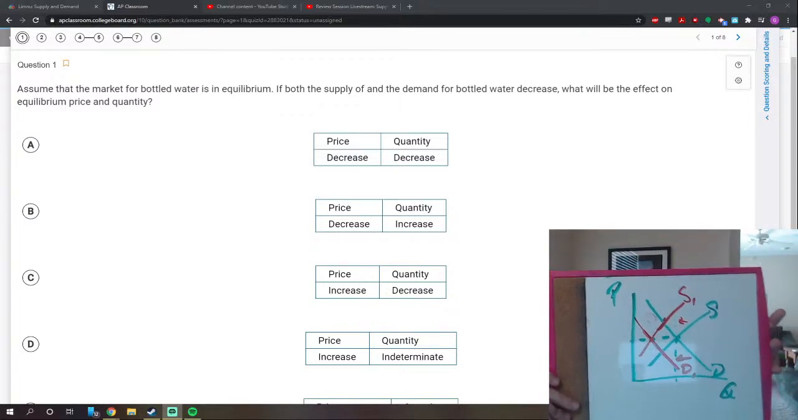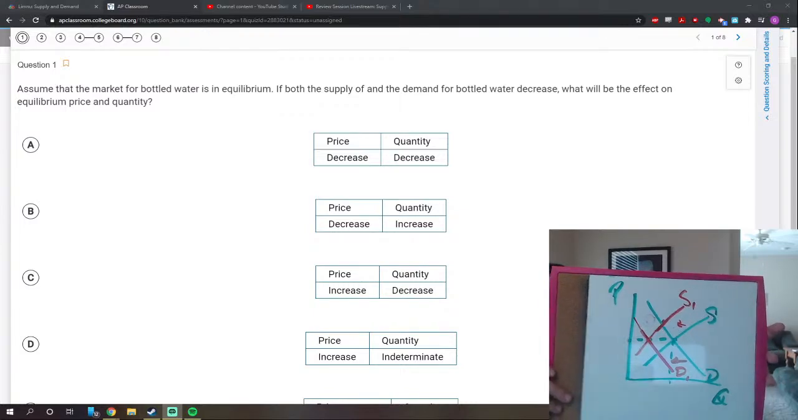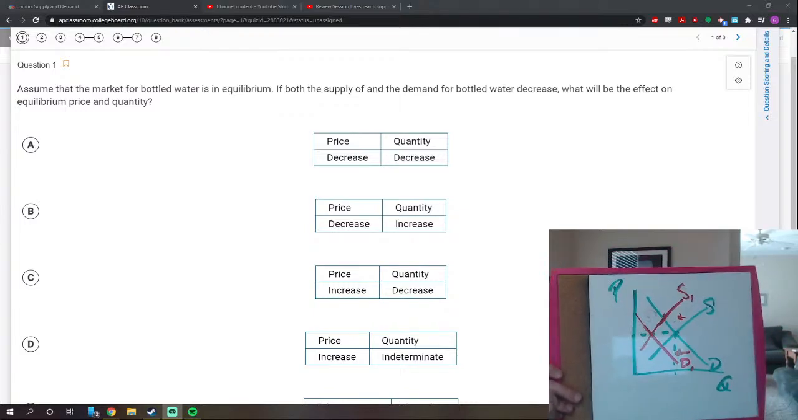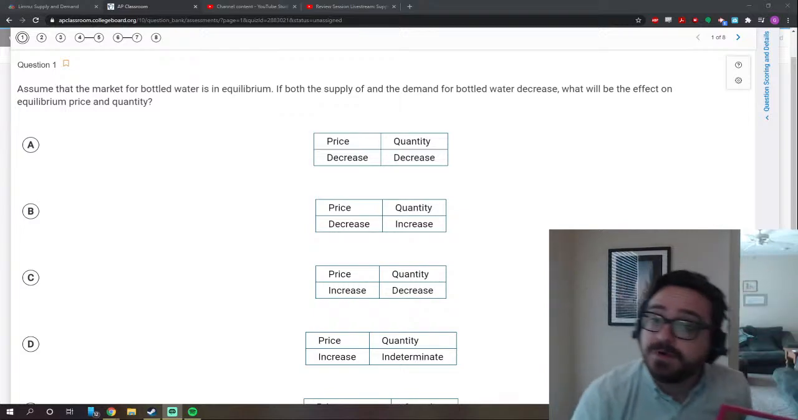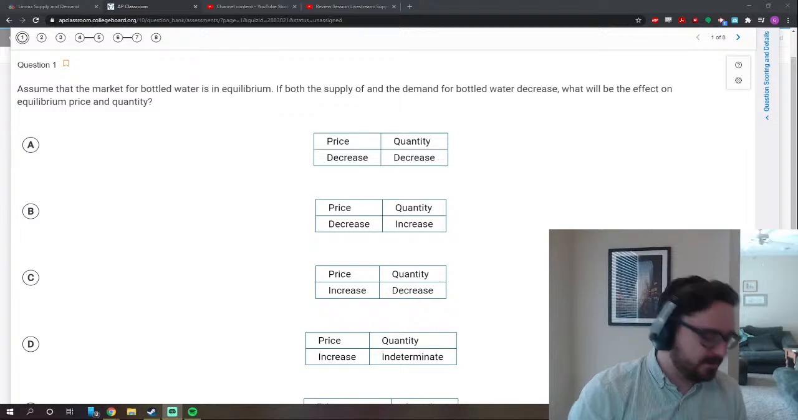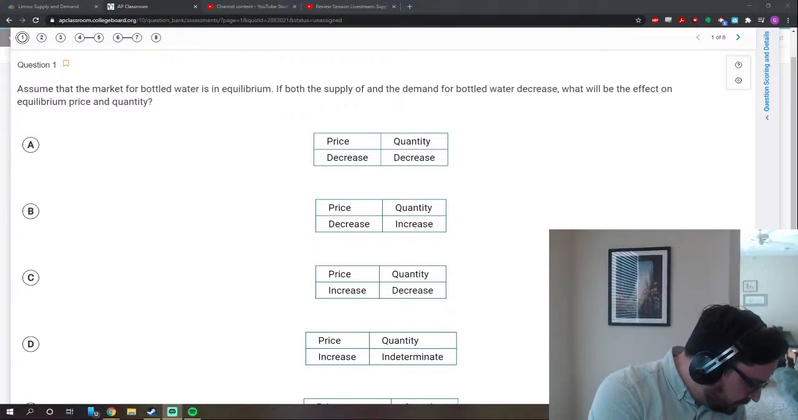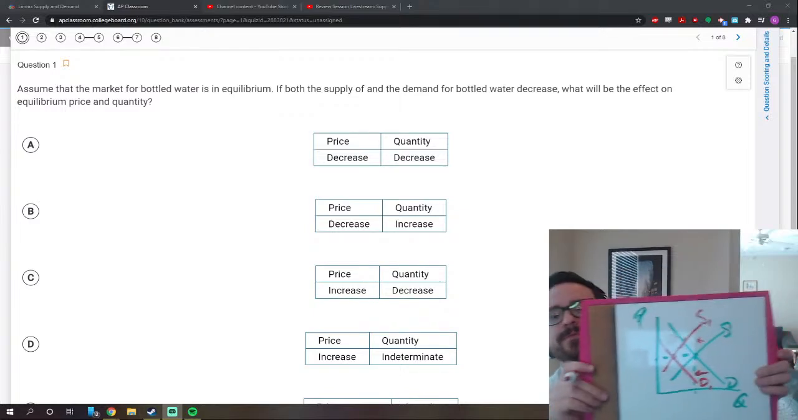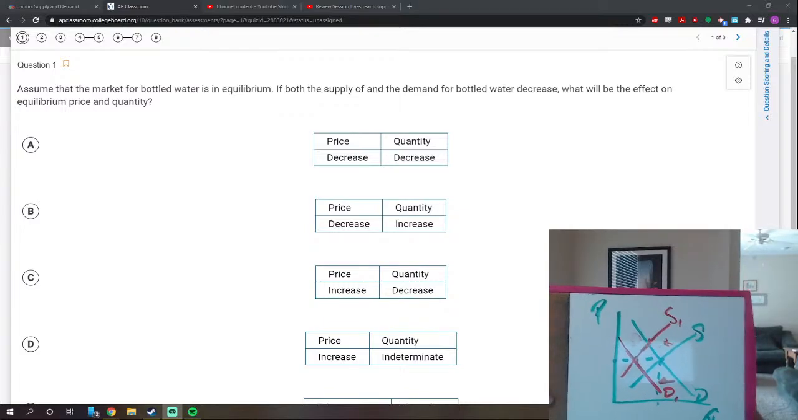Where supply is shifted left and demand is shifted left, and again left is decrease, right is increase. Do not think about it as up and down, you will mess it up. Left and right, that's all we're talking about. So supply and demand both decrease. All right, I'm looking at my equilibrium point, my new one, compared to my old one.